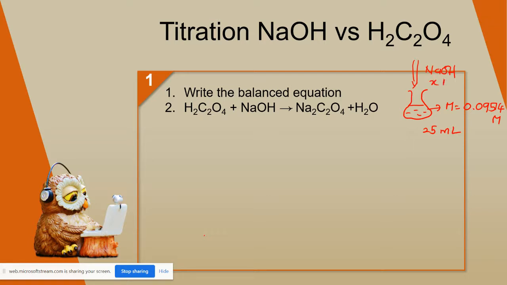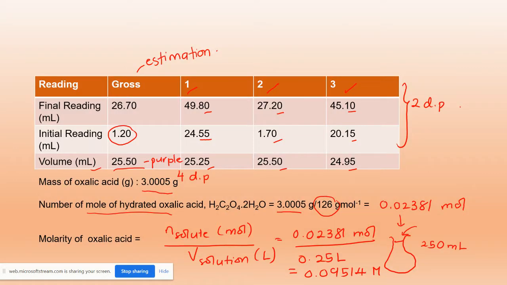You don't know the molarity, but you know the volume. Let's go back to the volume of NaOH. When you calculate the average volume, you just consider reading number 1, number 2 and number 3. That means the gross volume is not taken into consideration. You don't include this one.